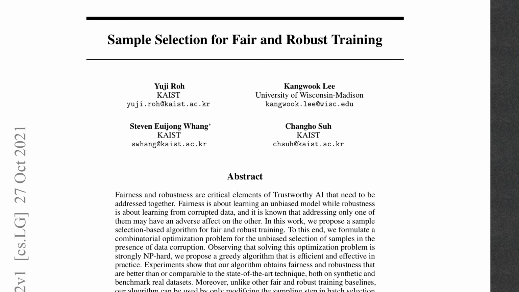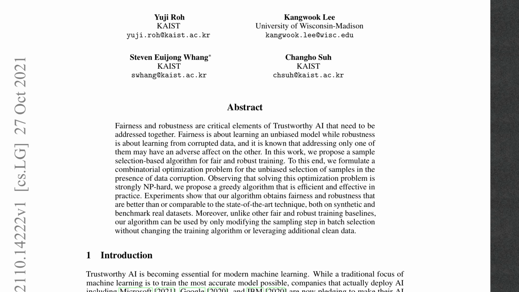In this video, we want to talk about and read the paper called Sample Selection for Fair and Robust Training, which was published in NeurIPS of 2021. This article is concerned with the two topics of fairness and robustness to noisy labels, and proposes an approach to simultaneously address both of them in a training pipeline. So let us start with the abstract.